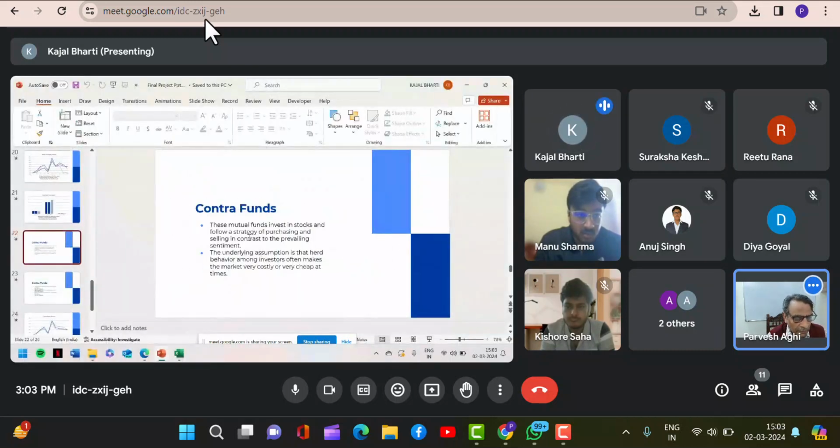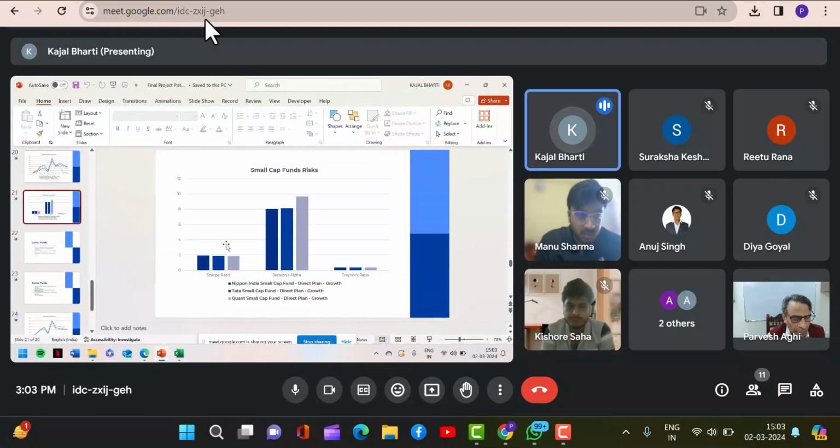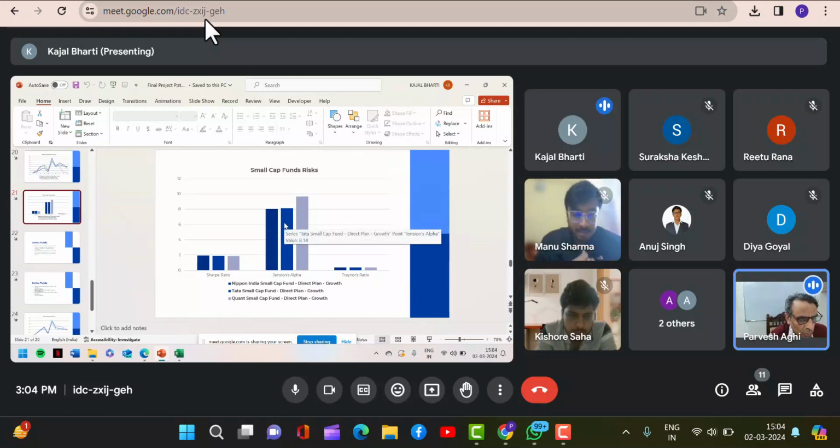Okay, sir. Based on the analysis we did, Nippon was enjoying the highest Sharpe ratio, 1.93, followed by Tata, and then Quant. When it came to Jensen's alpha, Quant had the highest, earning 9.65 times more than the benchmark set in the market.